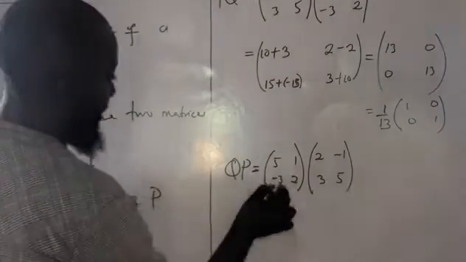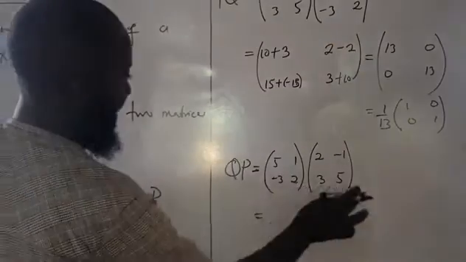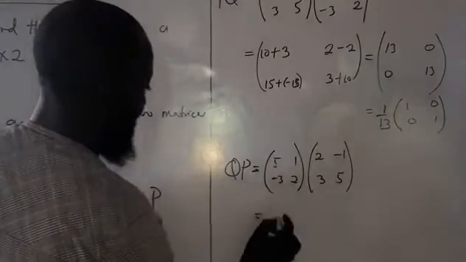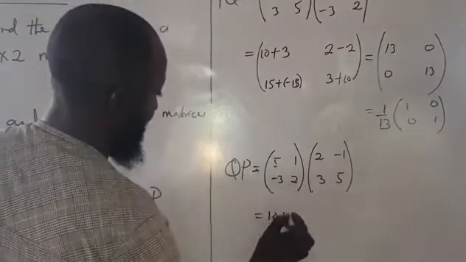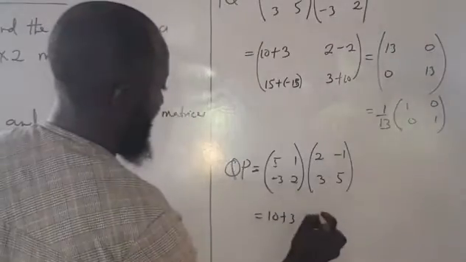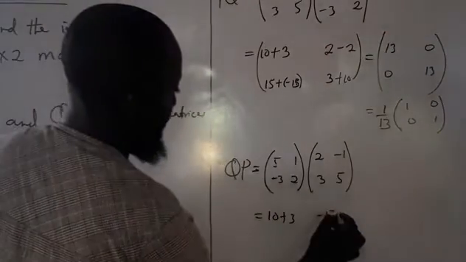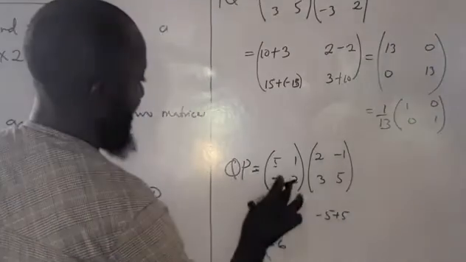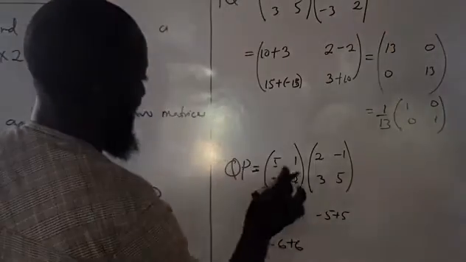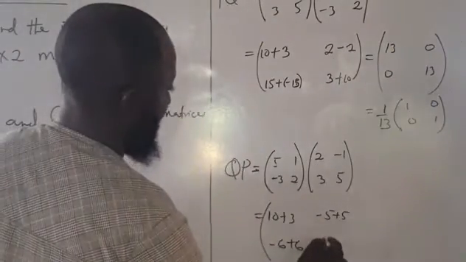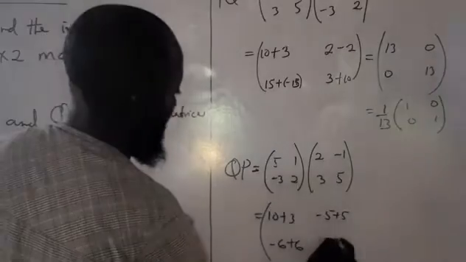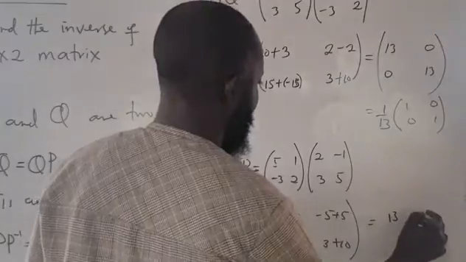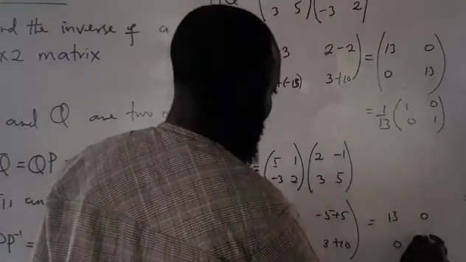So that means we have this 5 multiplied by this: 5 times 1, 5 times 2, 10, then 1 times 3, plus 3. Then 5 times minus 1 is minus 5, 1 times 5, that is plus 5. Then minus 3 times this, that's minus 6, right? Then 2 times 3, that's plus 6. Then minus 3 times minus 1, that is 3. Then 2 times 5, that is 10. So we then have 13, we have 0, we have 0, we have 13.